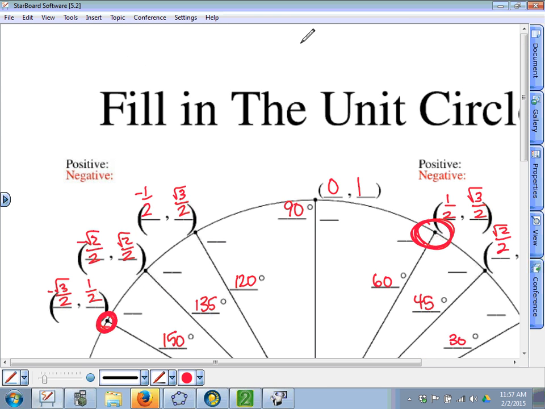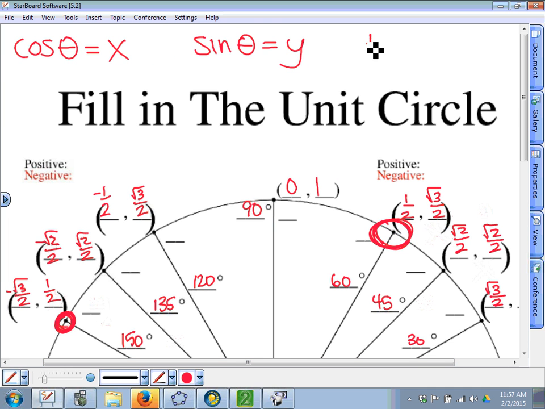Across the top of your unit circle, you have a little bit of a blank space, right? I want you to write this. Cosine of an angle is equal to x. The sine of an angle is equal to y. And the tangent of an angle is equal to y over x.